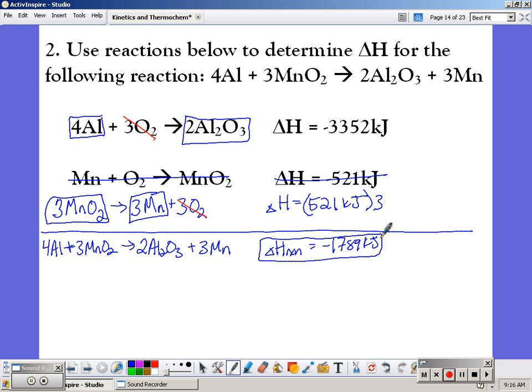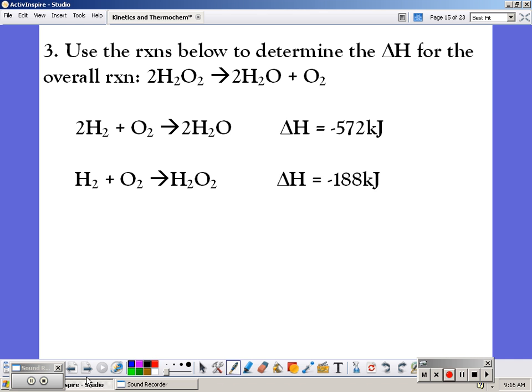One last example here. I need hydrogen peroxide as a reactant. Here I have it listed as a product. So the first thing I'm going to do is flip my reaction. And when I flip that reaction, my delta H value also flips. I need 2 hydrogen peroxides though, so I'm going to multiply everything by 2.